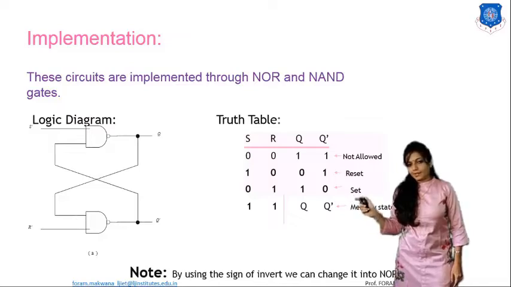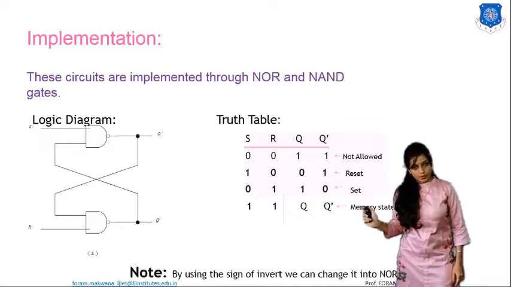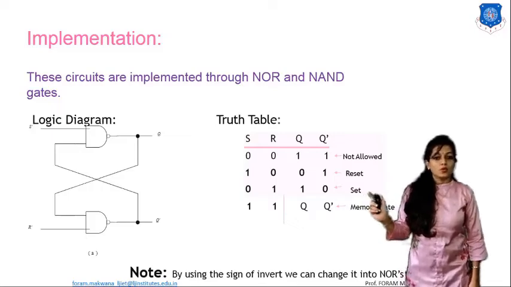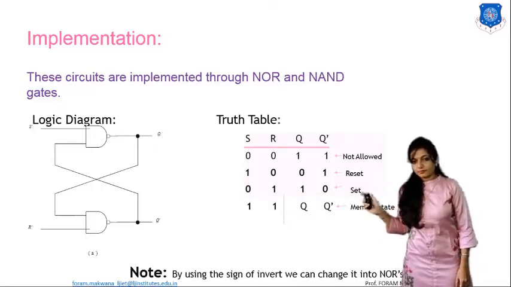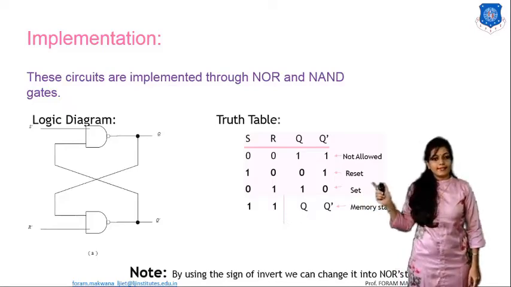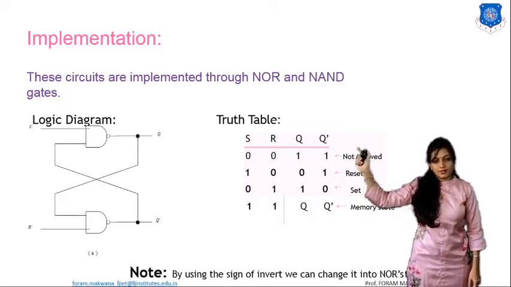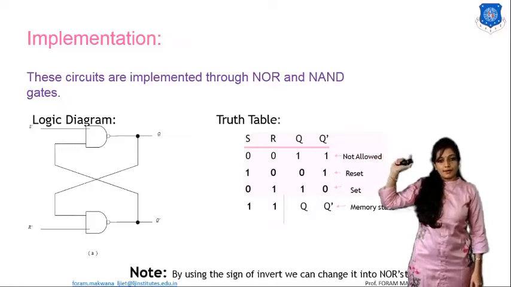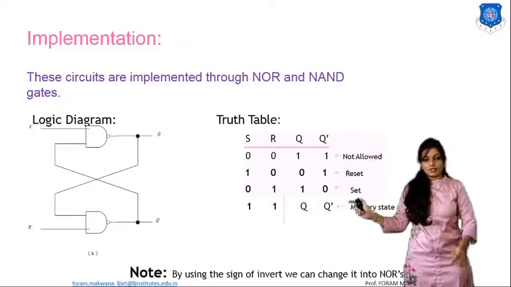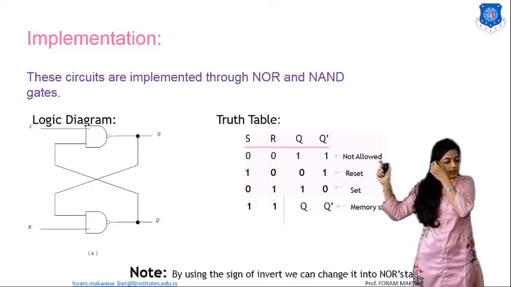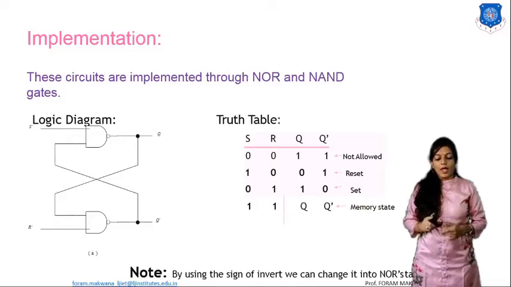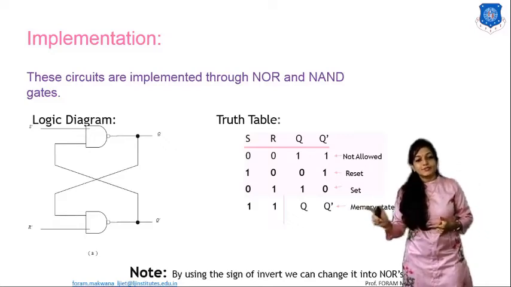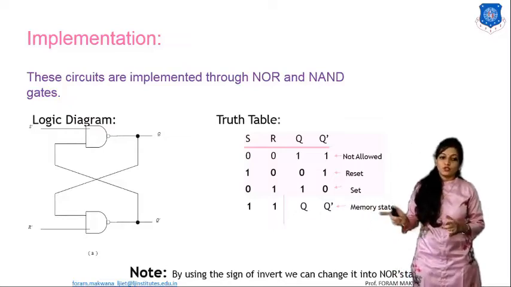If S is equal to 0 and R is equal to 1, what will happen? Apply S equal to 0. See, over here S dash is mentioned, that's why 1 is going to be applied. Alright? And R dash is there, so whatever the state of R, what is R? R is equal to 1. Apply 0. That means at S 1 is going to be there and at R 0 is going to be there.